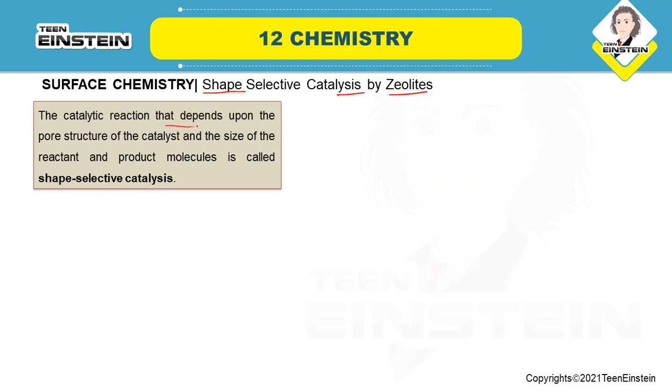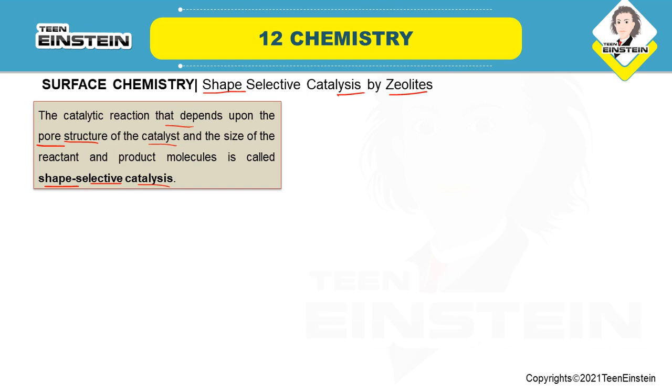It is a catalytic reaction that depends upon the pore structure of the catalyst. So there is a pore, but what is the shape and structure of the pore? What is the size of the reactant and product? What is the size of the pore? The radius of the pore and the radius of the reactant or product molecules. We are now talking about the shapes of the catalyst as well as the shapes of the reactant and product molecules. So this type of reaction, which depends on the shape of the catalyst as well as the starting materials, is called shape selective catalysis.